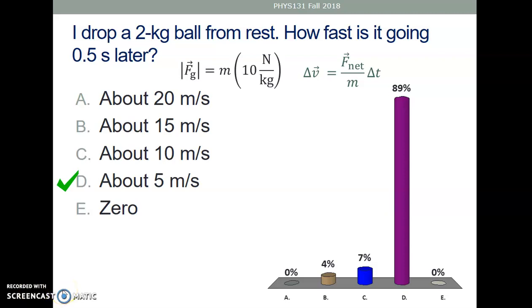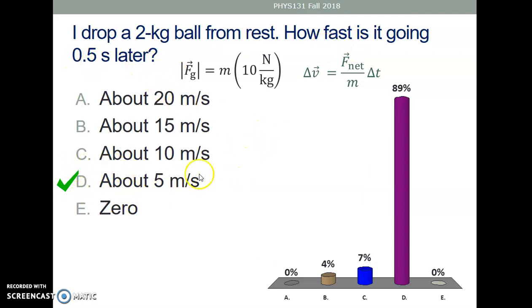Okay, welcome back. We're going to finish up the last few clickers from this chapter on free fall. So we had this question that said, I drop a 2 kilogram ball from rest. From rest means at zero initial velocity. How fast is it going half a second later?